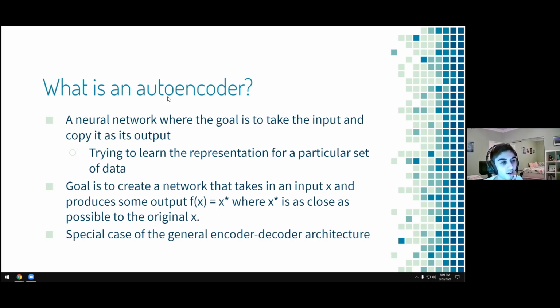We're actually trying to learn the representation for a particular set of data. What that means is the whole point of the autoencoder, what we care about, is not the actual output. The output's sort of a byproduct of what we actually care about. What we actually care about is the weights that are learned towards what we call a latent space in the hidden layers of our neural network, which is the autoencoder. And what we want it to represent is higher level features of whatever data set we're looking at.